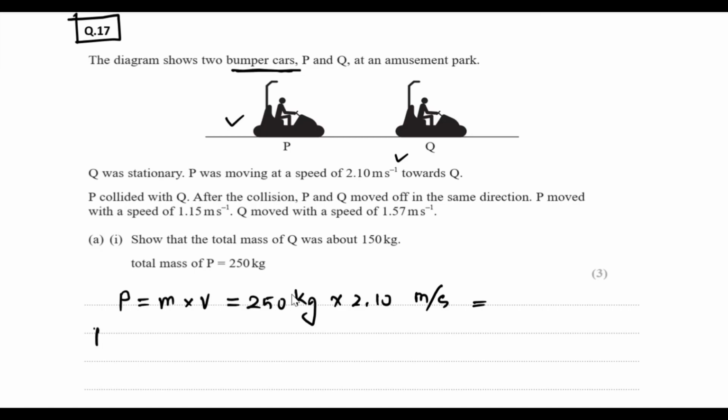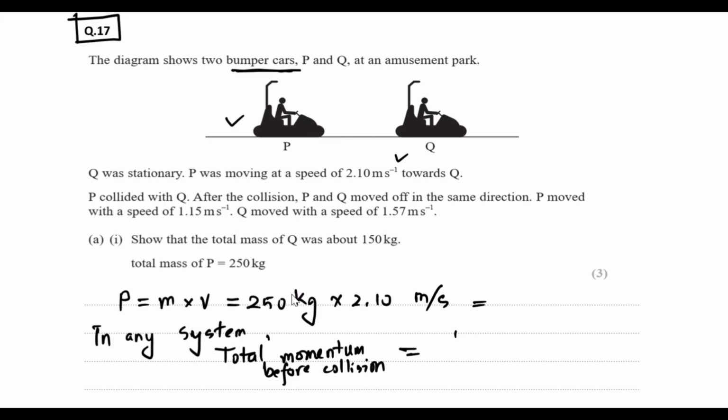So in any system, if no external force is applied except collision, then the total momentum before collision is equal to the total momentum after collision.